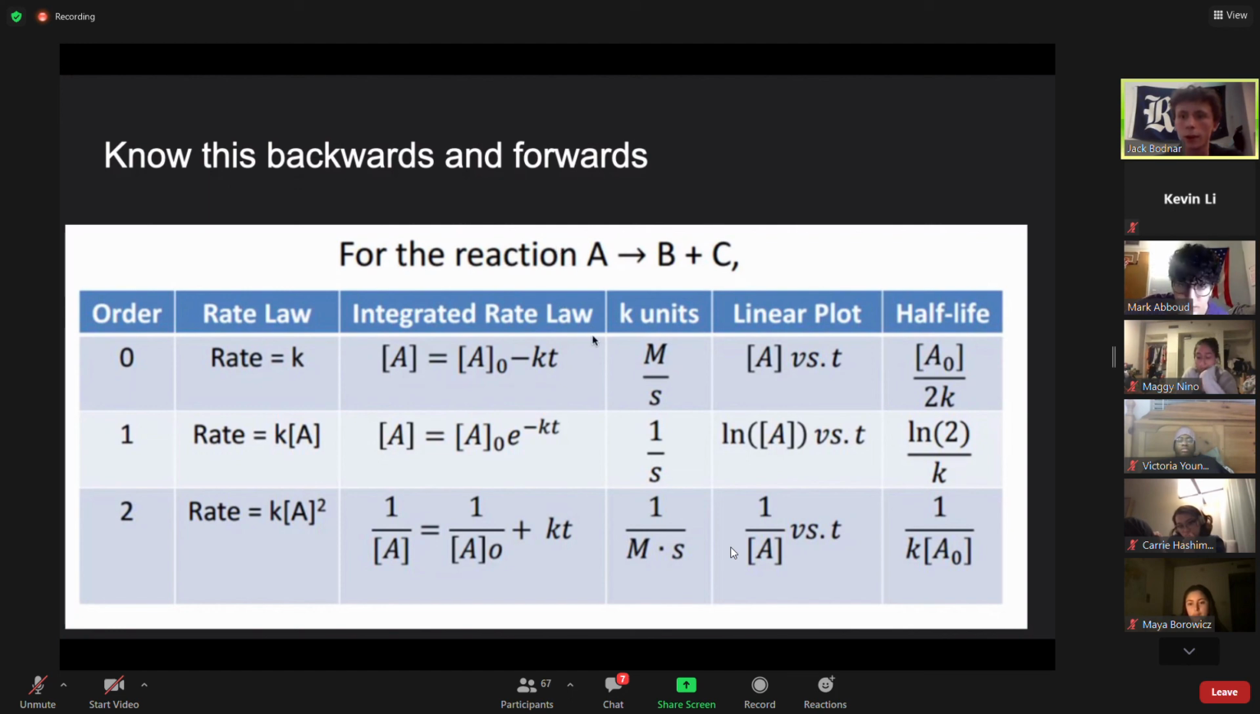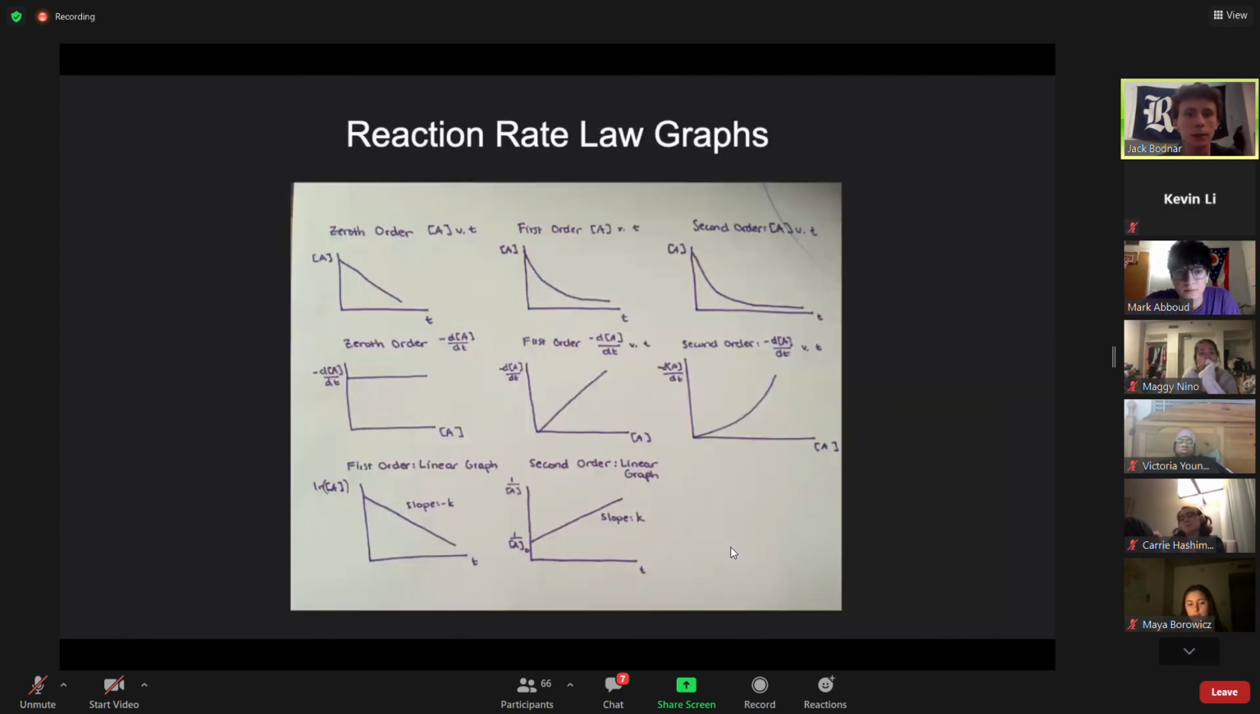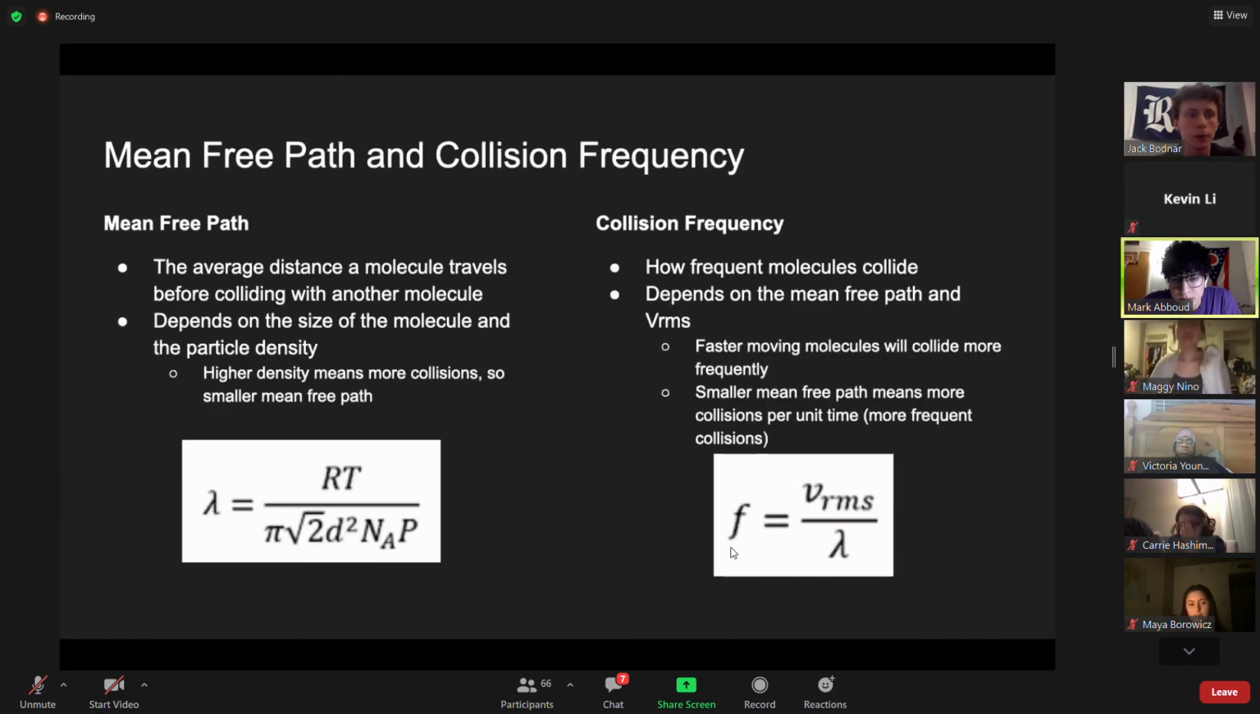Let's see, I see one. What exactly are the variables that affect mean free path? We mentioned size and particle density, but also saw the letter D and Na in the equation. What do these variables mean? Can you go back to the formula, Mark? So D is the diameter of the molecule, so that's the size. Na is Avogadro's number. And then we say particle density, but that's in our equation represented by pressure, because we know from the ideal gas law that pressure and particle density are directly related. Hopefully that clears that up.